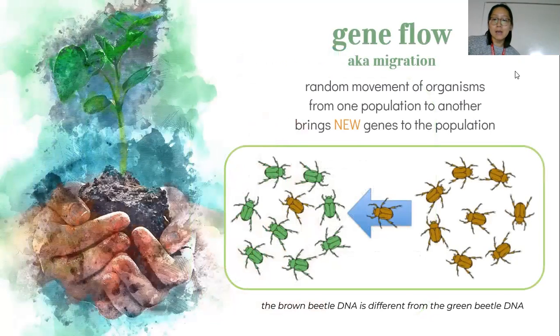Gene flow, aka migration, is another way that evolution can be pushed towards one direction or the other. So gene flow is the random movement of organisms from one population to another, and it brings new genes into a population, or it can also remove genes from a population.